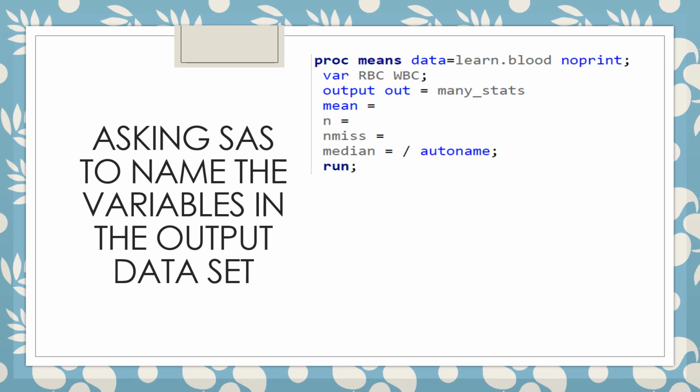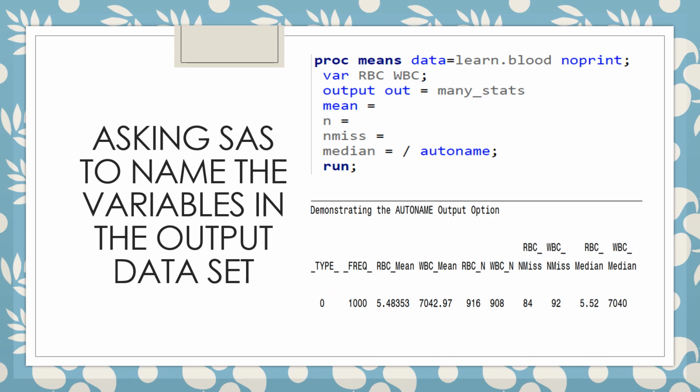You can ask SAS to create variable names for your summary statistics produced by PROC MEANS. The output option AUTONAME causes PROC MEANS to create variable names for the selected statistics by using the variable names in the var statement and adding an underscore character followed by the name of the statistic. Because AUTONAME is a statement option, it is preceded by a slash in the output statement. Here in the output we can see the RBC statistics separated like RBC_mean or RBC_N and so on. And the same is the case for WBC.